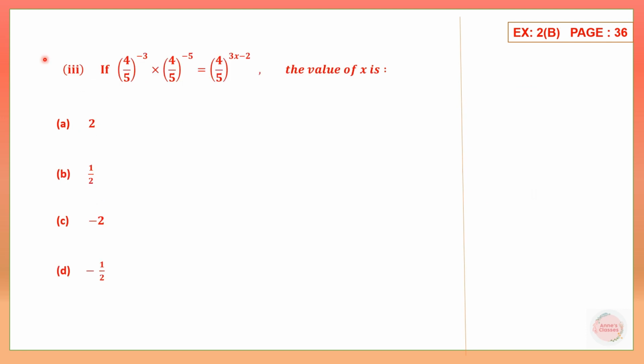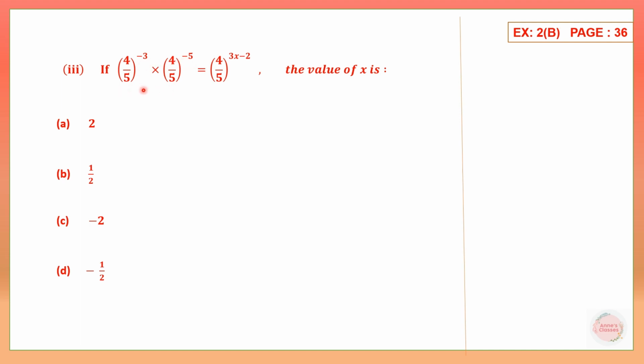Question 3. If (4/5)^-3 × (4/5)^-5 is equal to (4/5)^(3x-2), we have to find the value of x. So here the base is the same. Both are 4 by 5, isn't it? And it's multiplication. That means we can add up the powers.